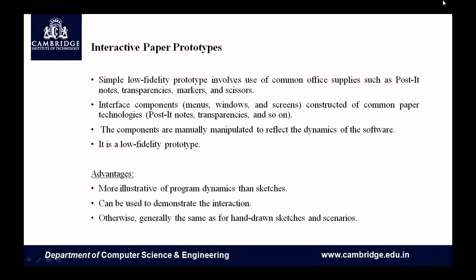The next kind of prototypes are interactive paper prototypes. So simple low fidelity prototypes involve use of common office supplies, some post-it materials, transparency, marker pens. So it is all annotation. Interactive, where the user is interacting with the components of the system. So we should have interface components, right? Where you are giving an option for the user to interact with a particular system. So for that we have a prototype. It is again a low fidelity prototype for the common usage of the user interface.